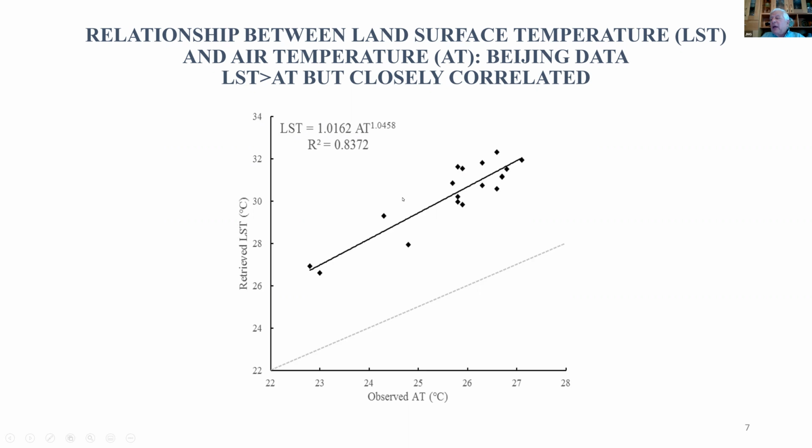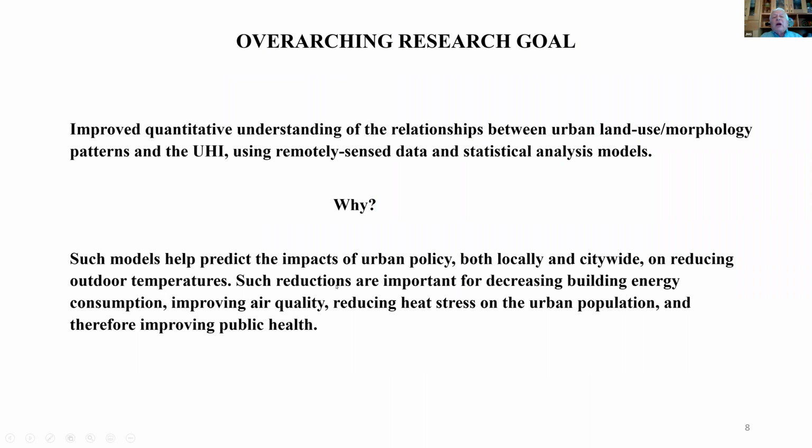Okay, so given this background information, what is the overarching research goal that underlies this stream of research? Essentially, to improve our quantitative understanding of the relationship between land use, urban land use morphology pattern, and the UHI, using first remotely sensed data and second statistical analysis models. Why? Because if we understand the relationship between temperature and the way we organize cities and neighborhoods and so on, we would be able to assess the consequences of different actions, urban actions, both locally and citywide.